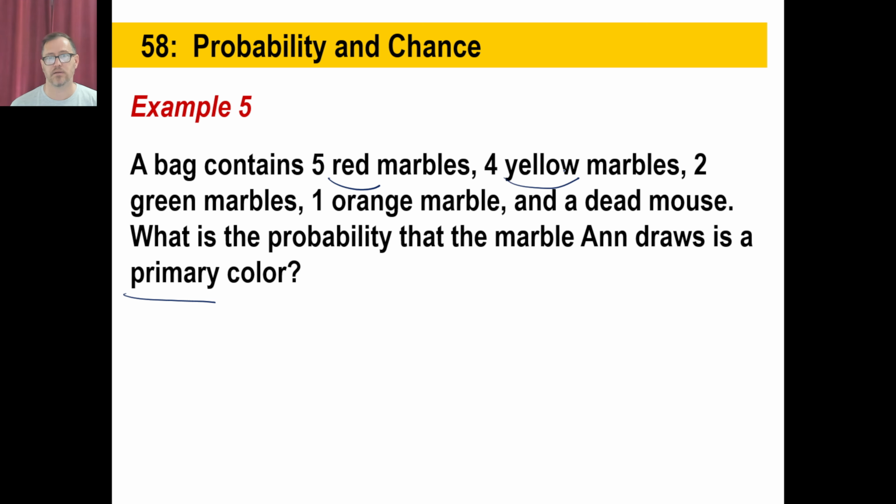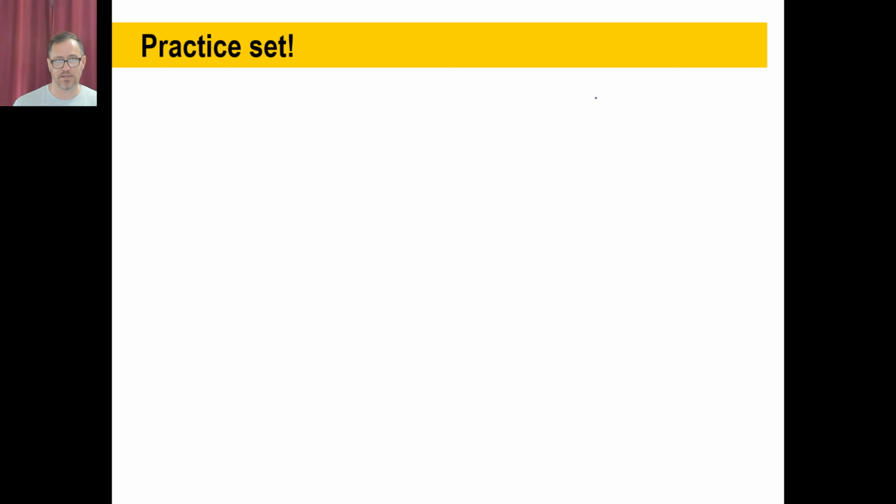Let's just do that. Well, we already know that there are 12 marbles total, right? Red plus yellow, there's going to be 9 of them. So we'll reduce the fraction to 3/4, and we'll go, okay, well, the chances of Anne drawing a red or a yellow is 9 out of 12 because there's only 3 other marbles in there. There you go, 3/4 of a chance. Okay. All right, try the practice problems.